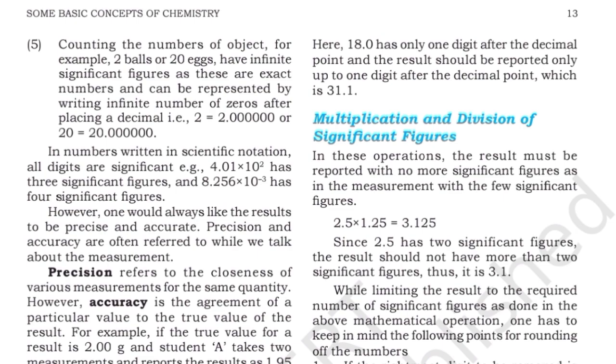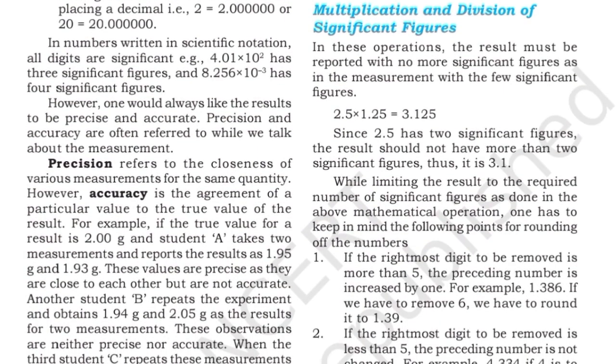Multiplication and division of significant figures. In these operations, the result must be reported with no more significant figures than in the measurement with the fewest significant figures. 2.5 × 1.25 is equal to 3.125. Since 2.5 has two significant figures, the result should not have more than two significant figures. Thus, it is 3.1.